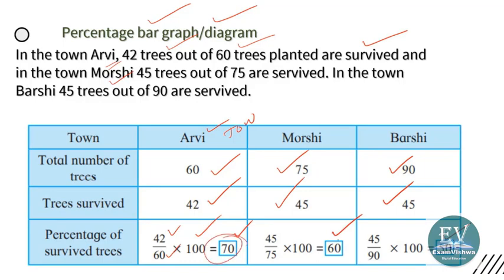This is what you have to take note of, because we are going to make a graph which is named the percentage graph. परसेंटेज आया तो out of 100 में 70, मतलब if it is 42 out of 60, it is 70 out of 100. If it is 45 out of 75, it is 60 out of 100. If it is 45 out of 90, हमको मालूम है 50%. We will convert this into a graph so that it will be easy for anybody to understand.